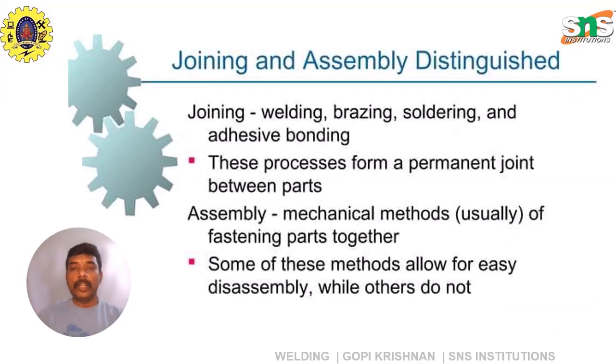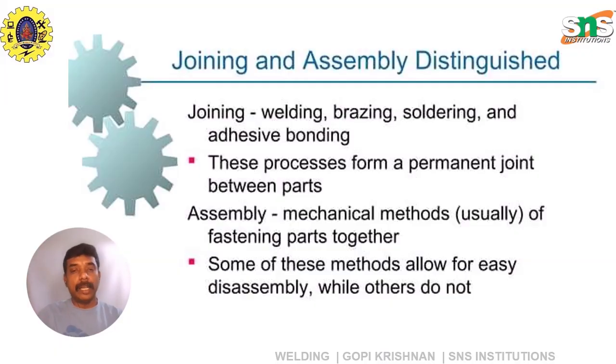Before getting into the welding concepts, we must understand the difference between the welding and assembly process of the manufacturing process. Welding can also be called the joining process. Actually, welding is one of the methods of the joining process. The joining process can be taken as a single entity which consists of the welding process, brazing process, soldering process, and adhesive bonding process. All these processes form a permanent joint between the parts.